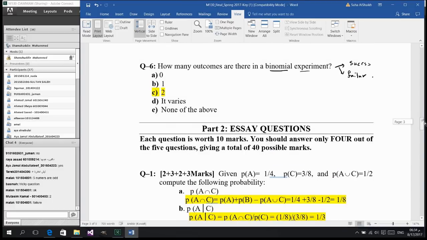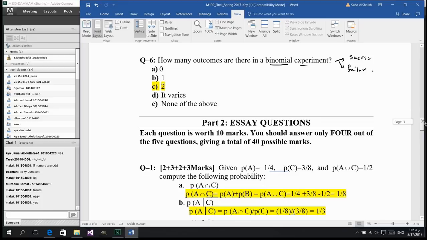Easy, but again, they are trying to test your knowledge. Do you understand what binomial means or not? You understand that binomial gives me success or failure, so I have 2 outcomes.